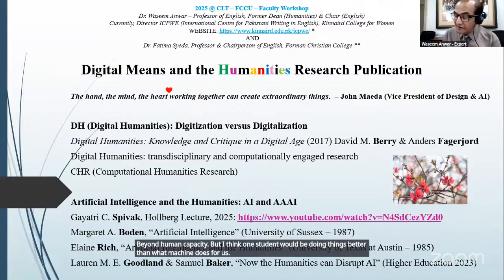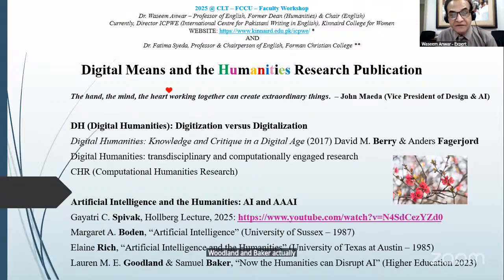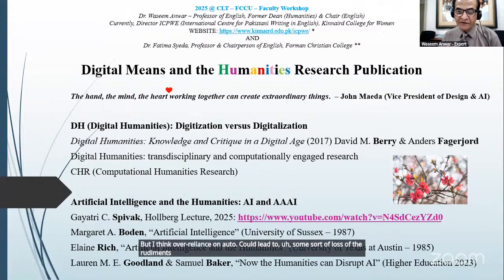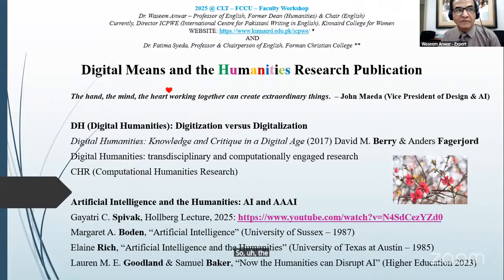Goodland and Baker warn us against the over-reliance on the auto. So it's okay to believe in the artificial and rely on the auto, but over-reliance on auto could lead to some sort of loss of the rudiments about knowledge itself that we need to know. So the final take on that would be that there is no need to surrender human judgment, and that still is important for us.